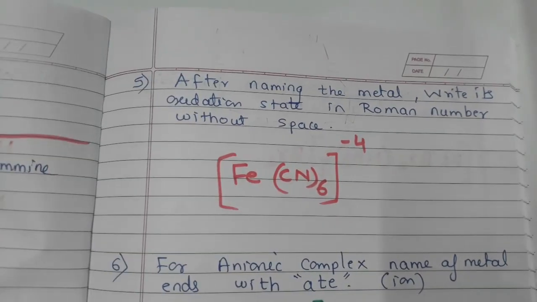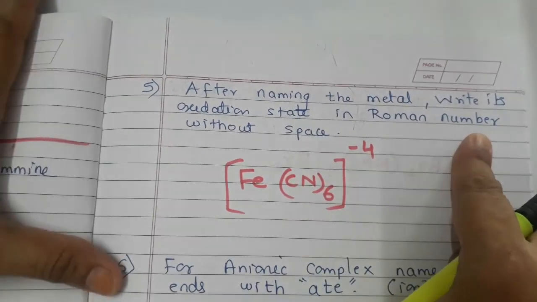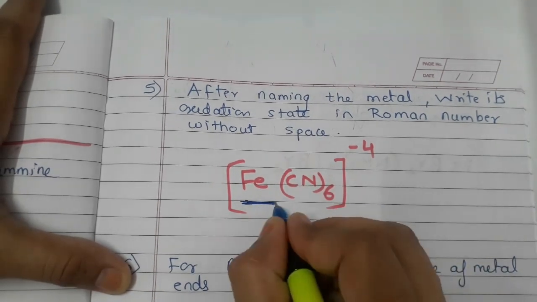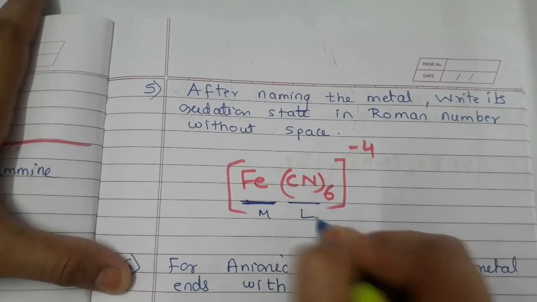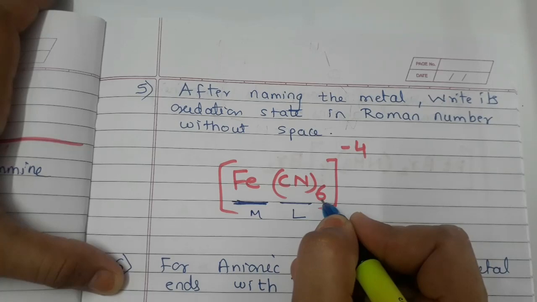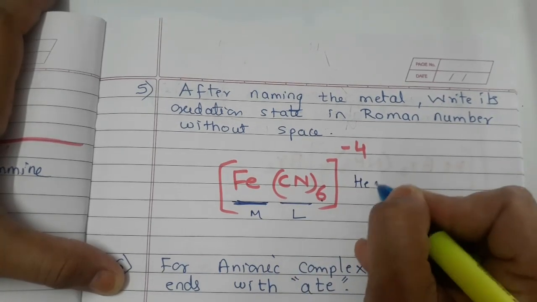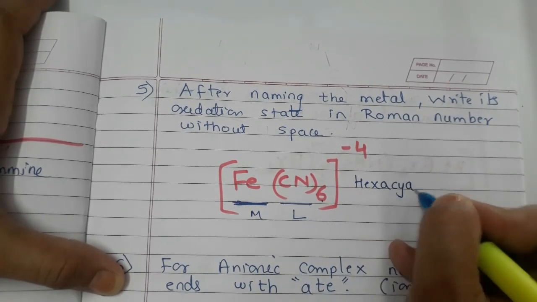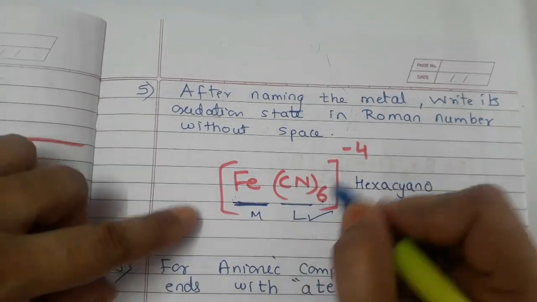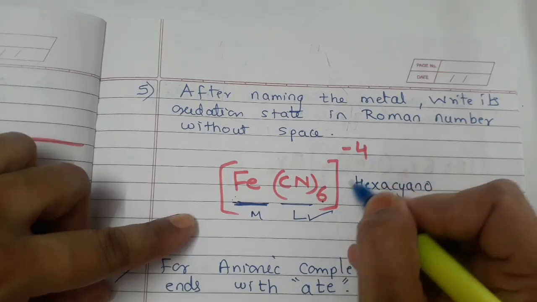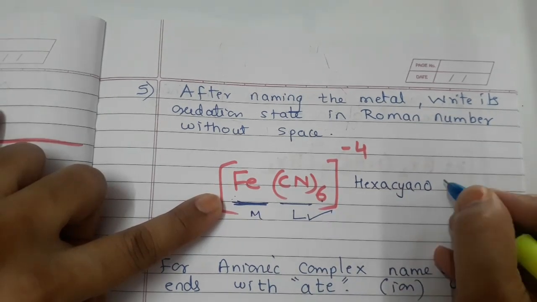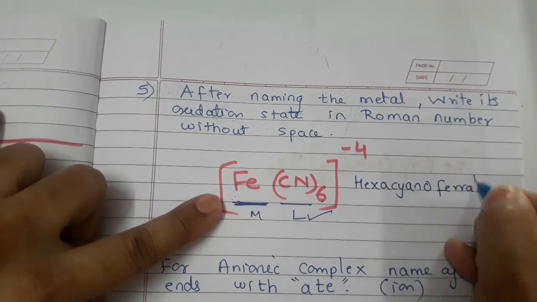After naming the metal, write its oxidation state in Roman numerals without space. Now here we have ligand and metal. In the rules I have told you, we have to write the ligand first. How many ligands are there? 6 ligands are there. So I'll write hexa, cyano. I have named this much. Now I'll write Fe. It is an anionic complex, so this will end with ate. So hexacyanoferrate.